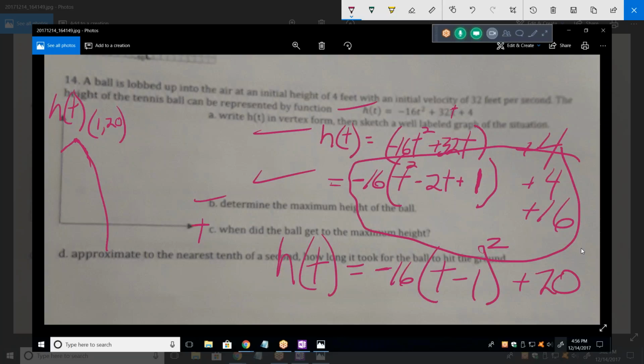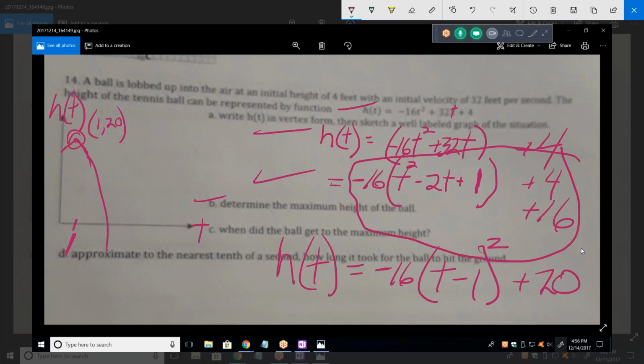Okay, when did it get there? On the time axis, the horizontal axis. After 1 second. Exactly, at 1 second. At 1 second, the ball hits its peak. It hits its vertex.